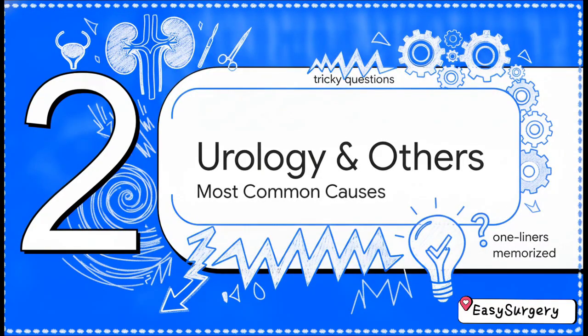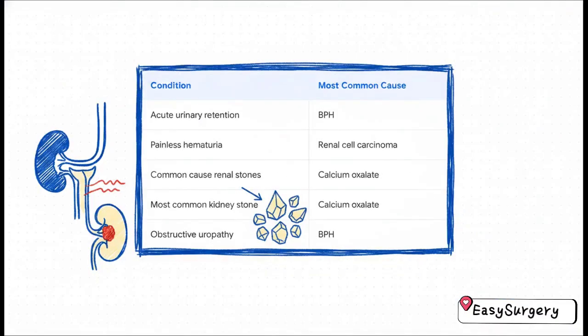Moving right along to Section 2, causes in urology and others. Keep your momentum up here, because these are notorious for tricking people. Notice the massive recurring themes we've got going on here. Benign prostatic hyperplasia, or BPH, completely dominates two major clinical scenarios. It's the most common cause of acute urinary retention in the elderly male, and it's also the most common cause of obstructive uropathy in that exact same demographic.